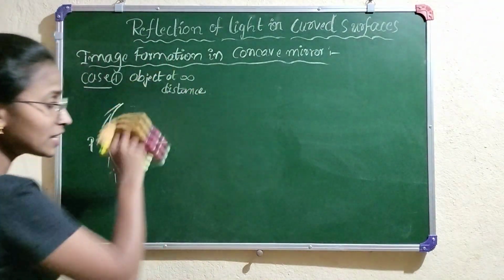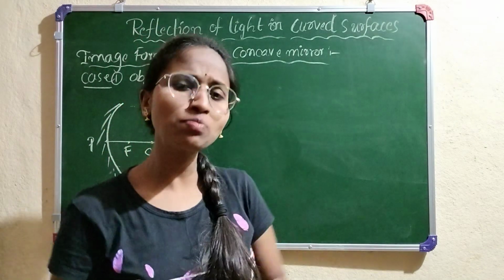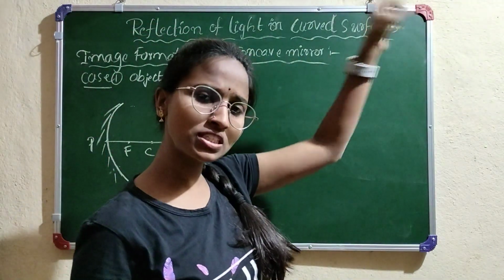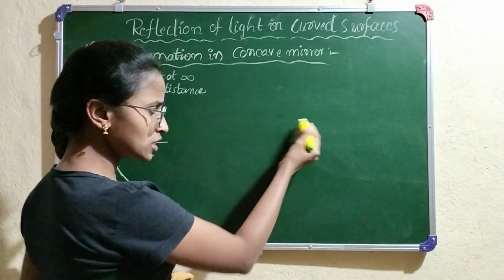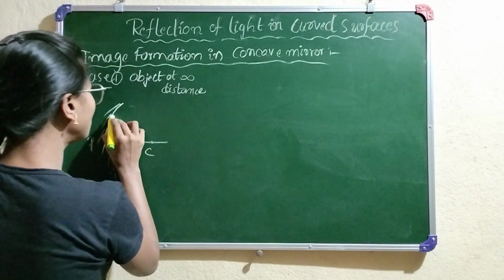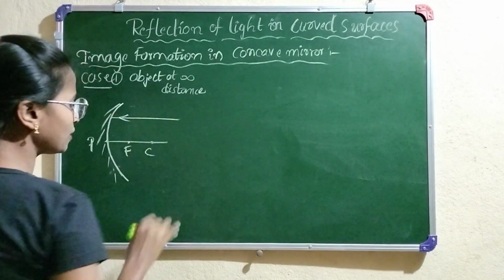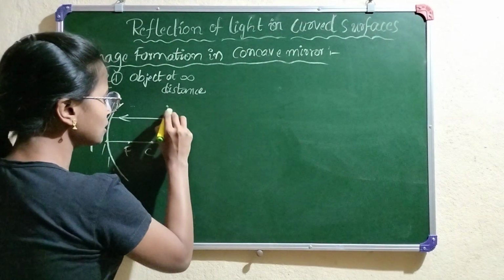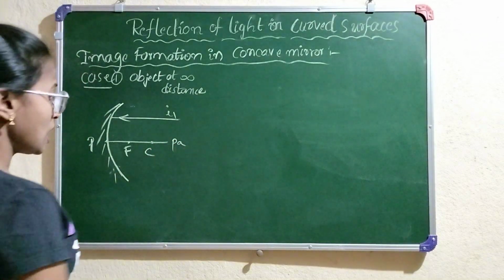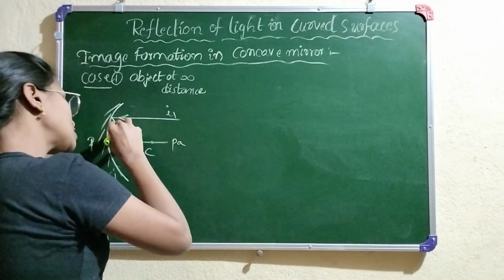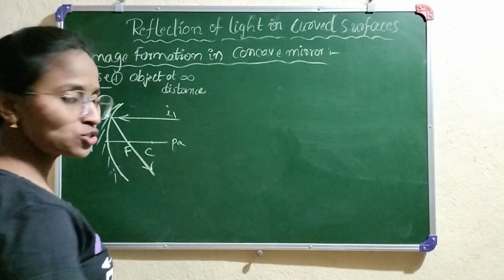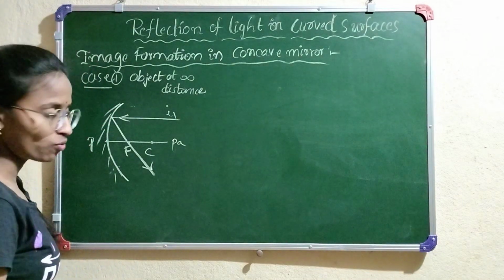Now the object is there at where? At infinity distance, which means far away from this mirror. So for this mirror, the object is there at infinity, and we can see the light rays will come in parallel. So I am using the first rule. If the incident ray is passing parallel to the principal axis, after reflection it will pass through the focus.